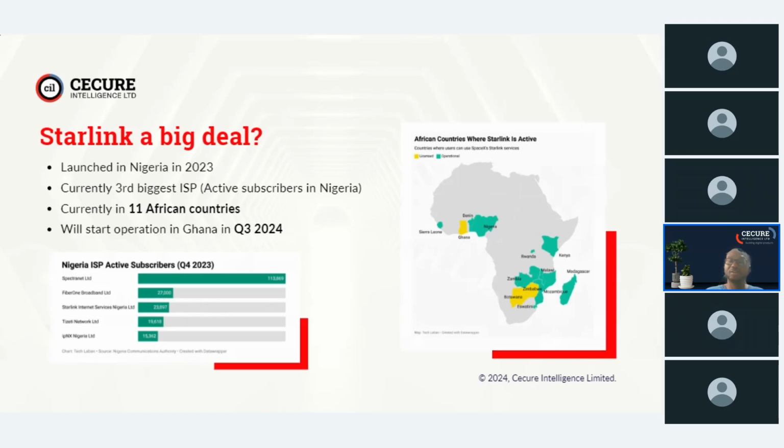So Starlink could be a very big deal, depending on pricing. But of course, pricing could go down in the coming years. So we should see Starlink becoming a very big deal in the next couple of years. So I think that wraps up what we're seeing so far as tech trends in Africa. So if anybody has any questions or any contributions, I will be on standby to help. So, thank you very much.